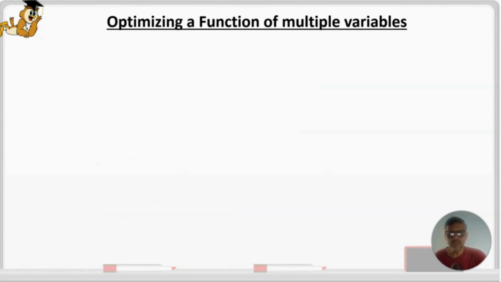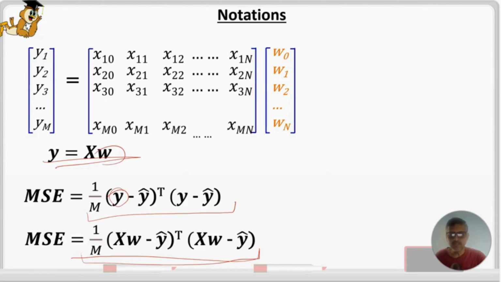Now the MSE, the mean square error, is a quantity. It's a scalar, it's a number, and it is a function of multiple variables, the multiple variables being the weights. So the MSE is a function of n plus 1 variables, right? There are n plus 1 weights. These are the variables, and the MSE is a function whose value is a scalar number, and its value depends on n plus 1 variables, the n plus 1 weights. I'm re-emphasizing this again and again so that you are not confused.